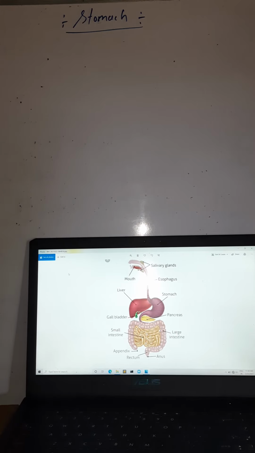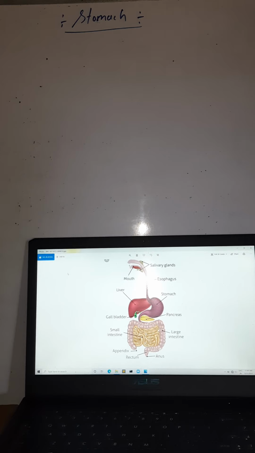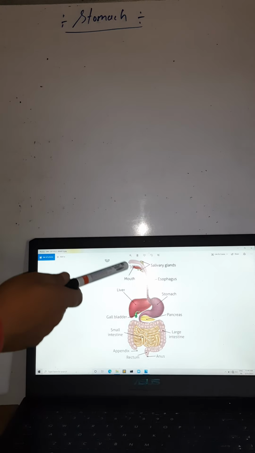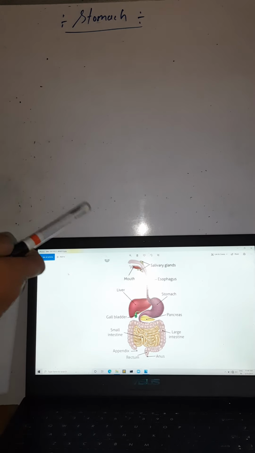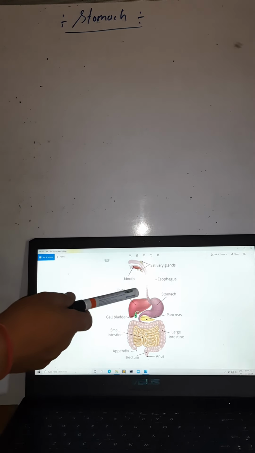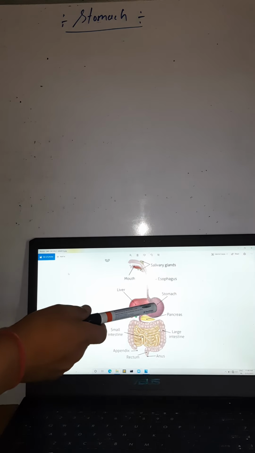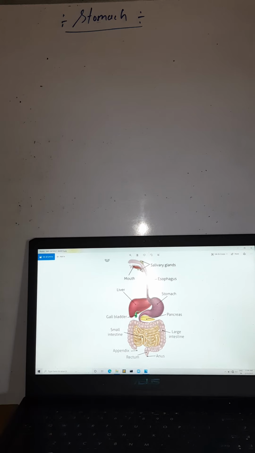So, hello, dear students. Now we would be discussing the next important organ of our alimentary canal, that is the stomach. About the first organ, that is the buccal cavity, that we have discussed. Then we have discussed about the esophagus. Now, after the esophagus, the food enters into the stomach. This is the stomach. Just let me zoom it if you can see it properly.